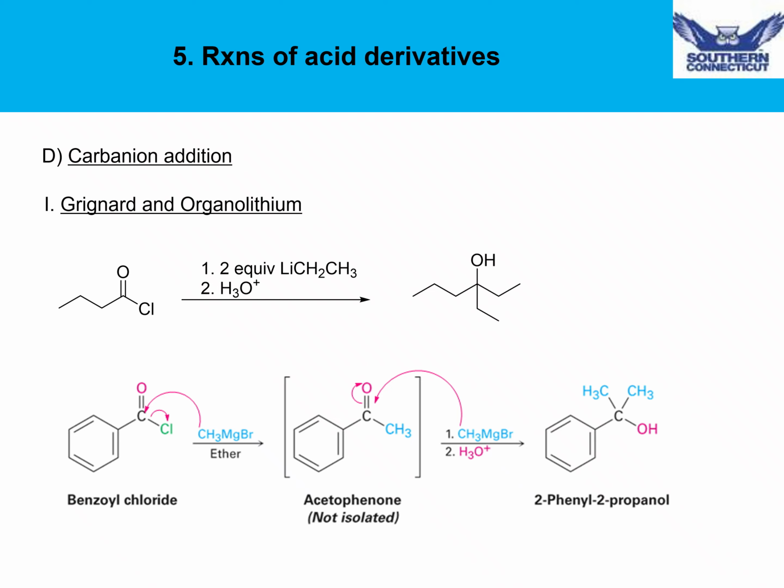Carbanions such as Grignards and organolithiums add to acid derivatives such as an acid chloride to make tertiary alcohols. As an example, an ethyl organolithium will add to an acid chloride to add two ethyl groups and give you a tertiary alcohol. We could do the same thing with a methyl Grignard, which will add a methyl group to benzoyl chloride to initially give you a ketone.